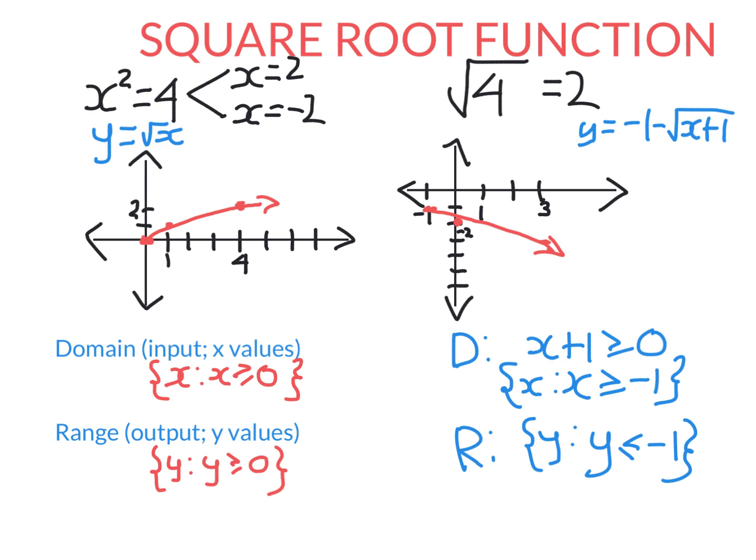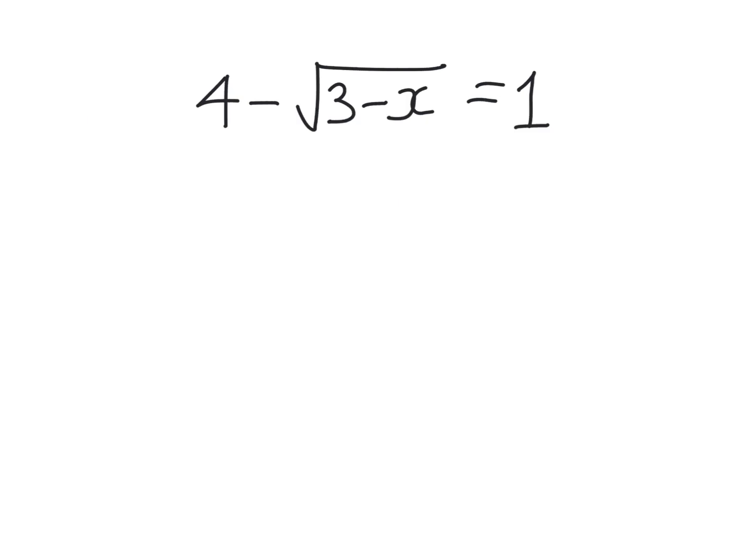All right, let's now look at solving an equation involving the square root function. Let's solve this equation here. 4 minus square root of 3 minus x equals 1. So we need to undo what's been done to x. So x was first times by -1, 3 was added, then square rooted, then the minus there, and the 4 was added last. And it was added because it's positive.